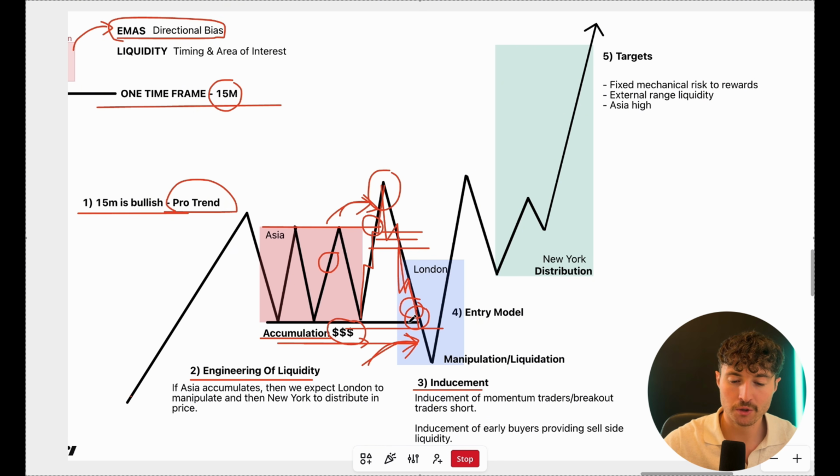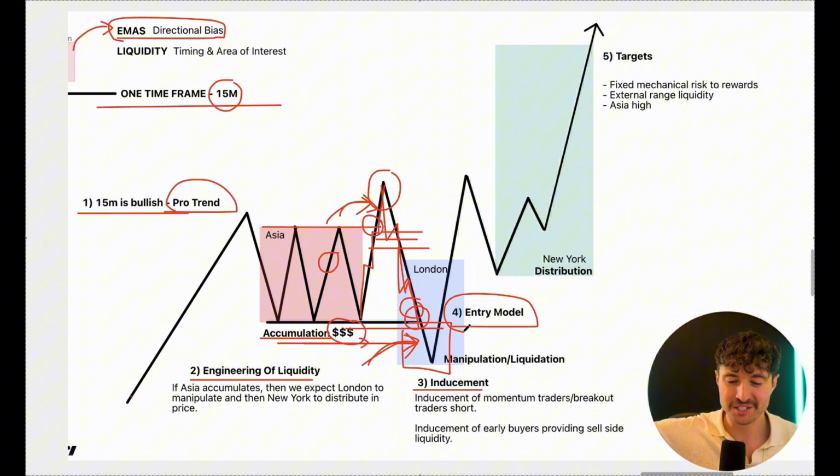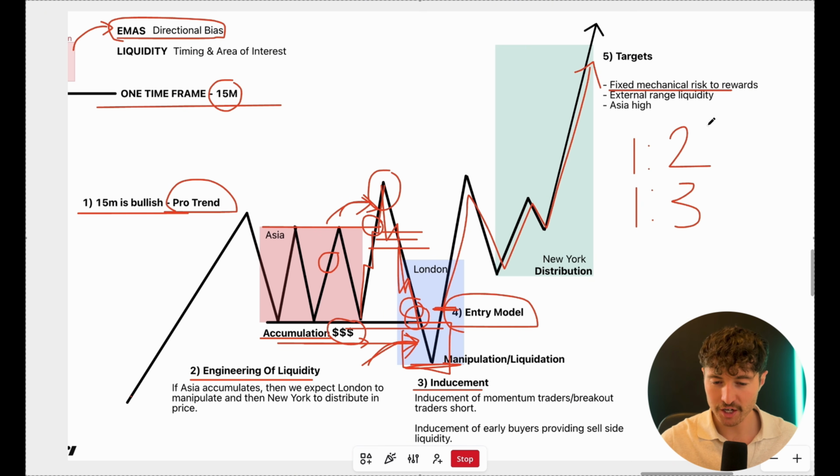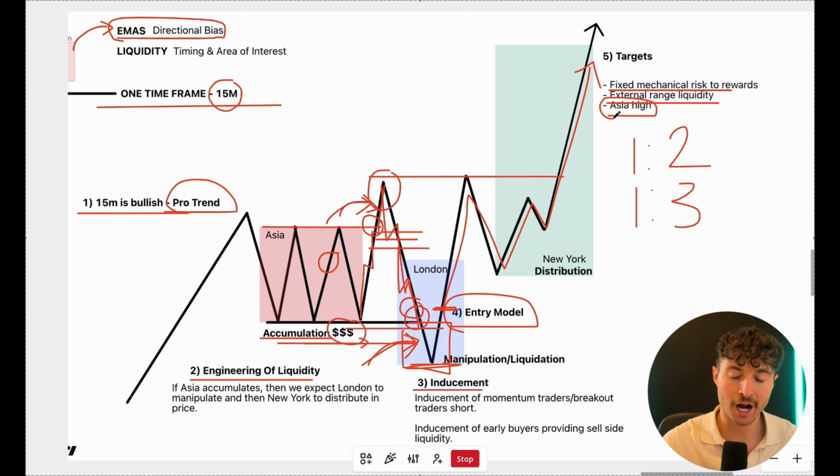So once you see the inducement, then it's a case of waiting for your entry model, which we're going to get onto in just a moment. Once we position in here, we're going to have a clear invalidation and then look at taking part in the New York distribution. When you're starting out, I recommend using a fixed mechanical risk to reward. This means targeting like a 1 to 2, maybe even a 1 to 3, rather than using discretion to work out where you're going to be targeting. Other targets are external range liquidity, meaning the range highs, and another target is the Asia high as well.